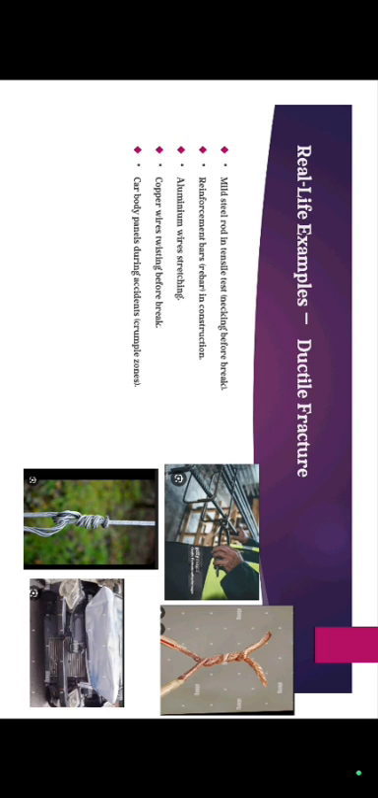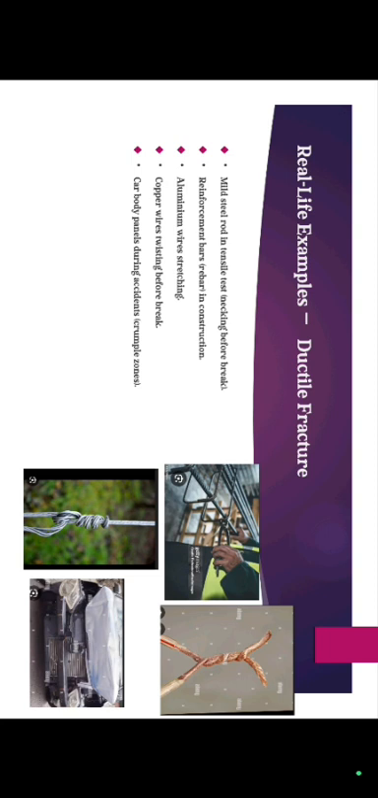What is a mild steel rod in building? That is structural steel used in construction, which bends and stretches before it breaks. Basically, in ductile fracture the material bends or stretches first, then breaks. The other one is reinforcement bar. The steel bars can bend significantly under heavy load before failure.